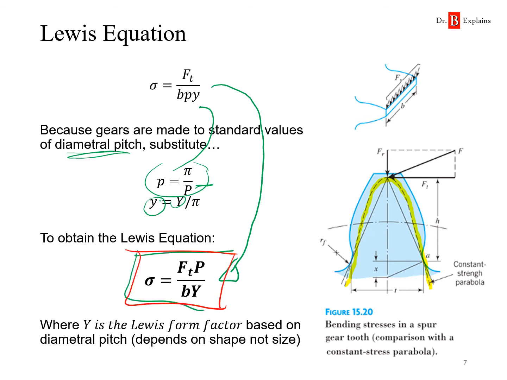this top equation can be written into this one on the bottom, and this is what we commonly refer to as the Lewis equation, which says that the bending stress is equal to the tangential force times big P, which is the diametral pitch. Remember, that is the quantity we use to describe gears here in the US. It's the inverse of the module, which we use for SI units. That gets divided by little b times y, where y is the Lewis form factor, a factor that we get off of a graph. Little b over here is still the width of the tooth, this dimension over here.